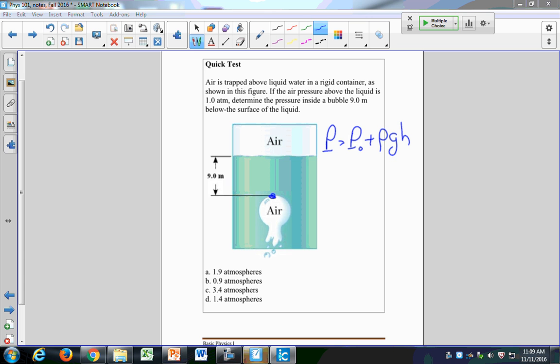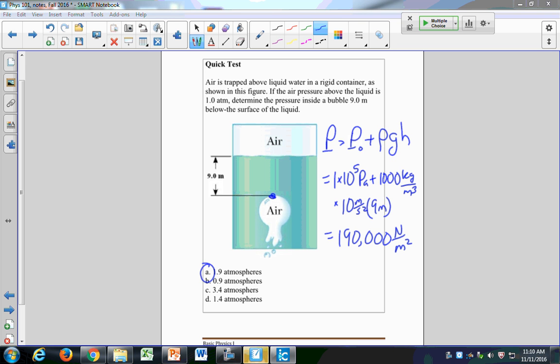You have to convert to SI units. If ever you're in doubt, convert to SI units. So P naught is 1 times 10 to the 5th pascals, plus rho, which is 1,000. That's on a table in your equation sheet, times g, which is 10 meters per second squared, times h, which was 9 meters. And if you do that, you get 100,000 plus 90,000, you get 190,000 newtons per square meter, which is 1.9 atmospheres. An atmosphere is 100,000 newtons per square meter. So that's the way to be more rigorous about it.